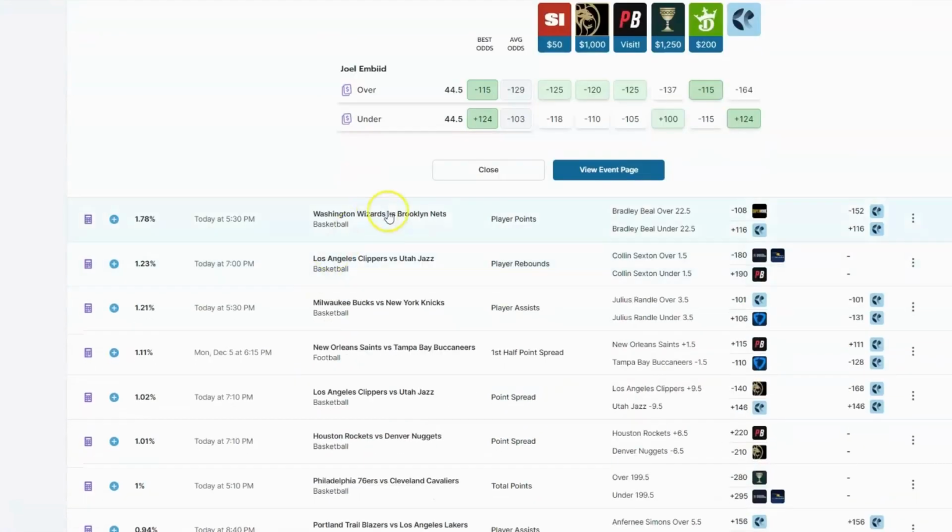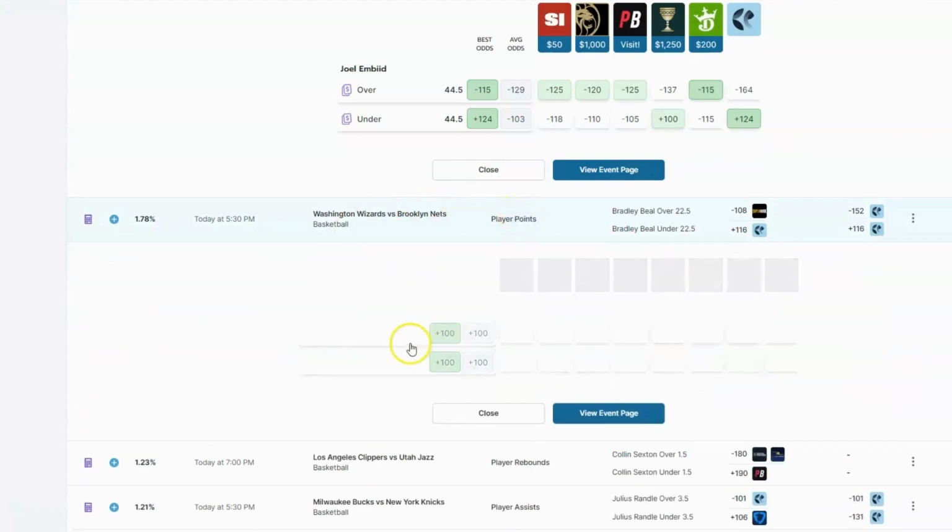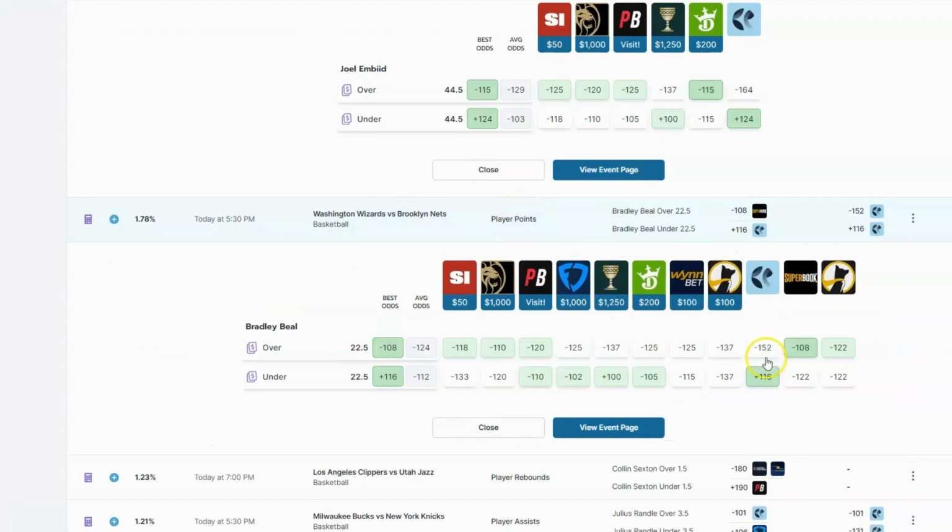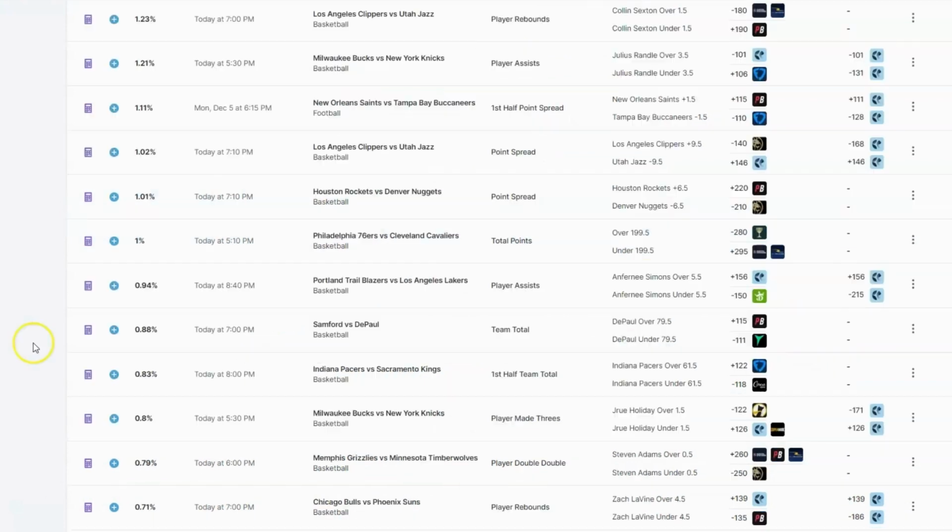And again, you can see another one here, Bradley Beal, over 22.5 at Superbook. You got a minus 152 at OddsJam perfect line. And again, a lot of other books are at 120, 125, 137. So again, this would be a great play. Bradley Beal over 22.5. So wow, two gems. Just stumbled upon them, easy peasy. Go make some cash.